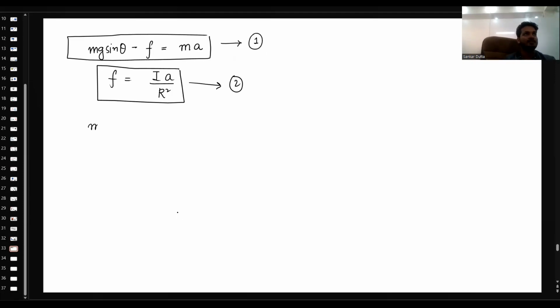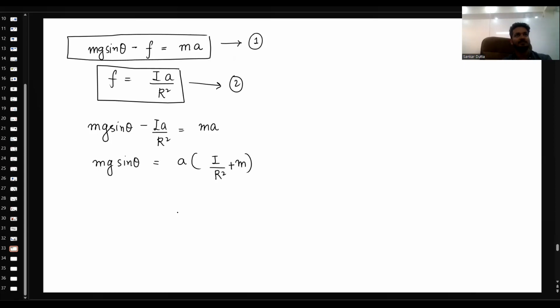Now, if you plug in that value, mg sin theta minus I a by R squared will be equal to mass times acceleration. So take this term to that side. This becomes mg sin theta is equal to, if I take a common, I by R squared plus M, times a. Yes or no, guys? I want to make this even prettier, so I'm going to divide both sides by mass. So g sin theta is equal to a times I by M R squared plus 1. What did I do? I divided both sides by M.